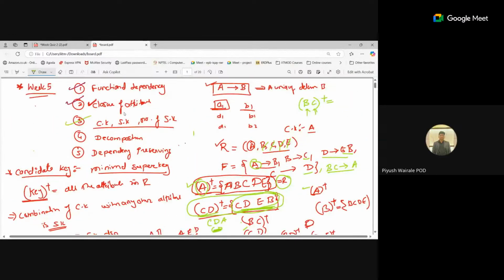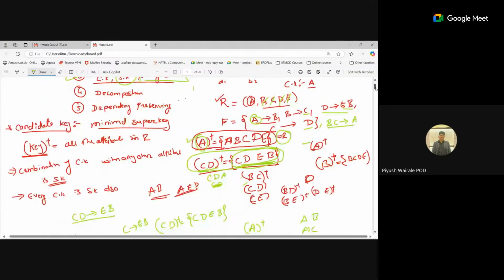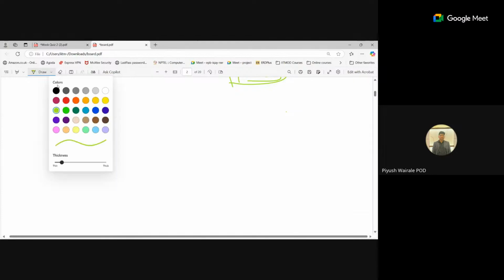Yes, sir. Now, what is a super key? We already discussed: any combination of a candidate key with any other attribute will be a super key. But how to find out the number of super keys here? We'll discuss the number of super keys.